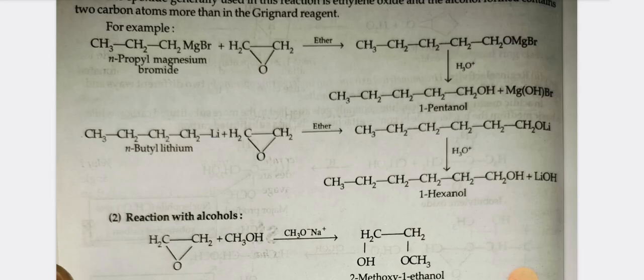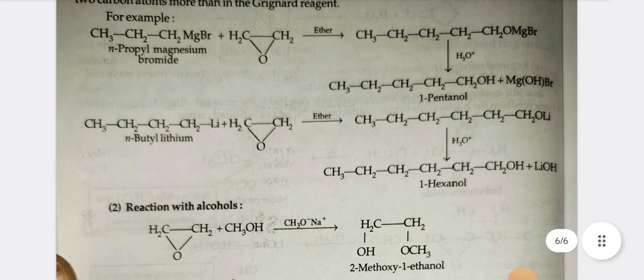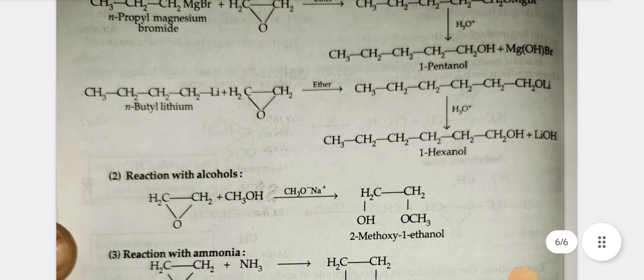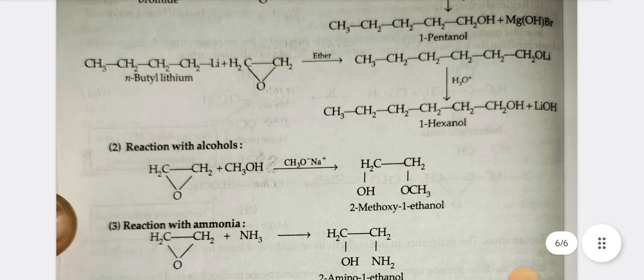CH3CH2CH2CH2CH2OMgBr. In the presence of H3O positive, it will give CH3CH2CH2CH2CH2OH plus MgOHBr, which is 1-pentanol plus MgOHBr. And the second reaction is CH3CH2CH2CH2Li, butyllithium, plus CH2OCH2 in the presence of ether, will give CH3CH2CH2CH2CH2CH2OLi. In the presence of H3O positive, it will give CH3CH2CH2CH2CH2CH2OH, 1-hexanol, plus LiOH.